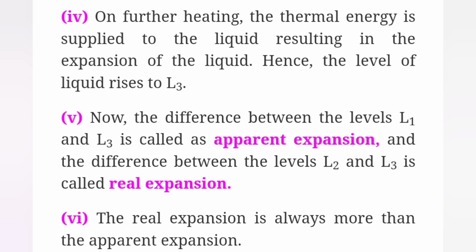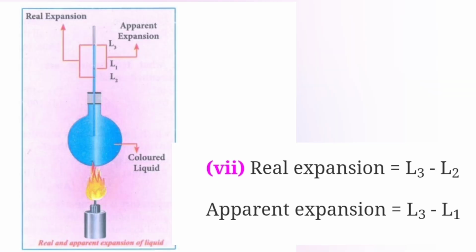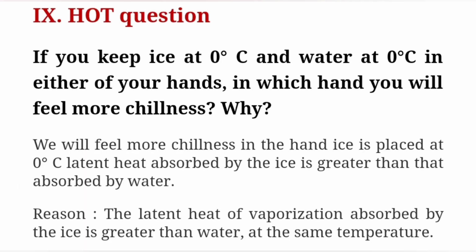Fourth point, on further heating, the thermal energy is supplied to the liquid, resulting in the expansion of the liquid. Hence, the level of liquid rises to L3. Fifth point, now the difference between the level L1 and L3 is called apparent expansion, and the difference between the level L2 and L3 is called real expansion. Sixth point, the real expansion is always more than the apparent expansion. You may draw this picture and label the parts. Seventh point, real expansion is equal to L3 minus L2, apparent expansion is equal to L3 minus L1.